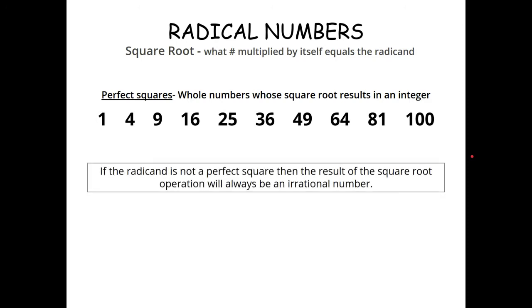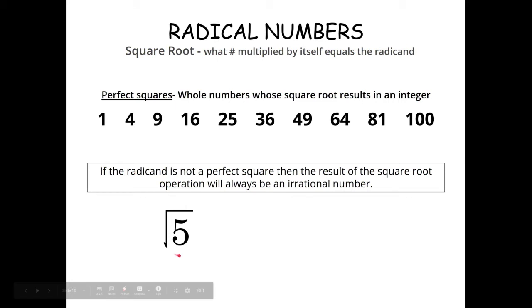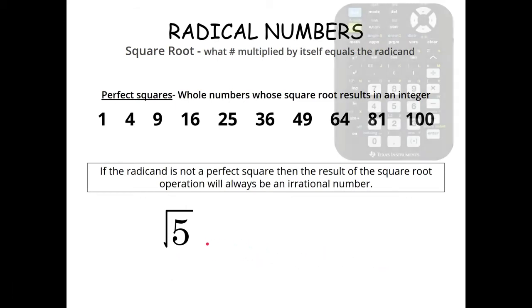If the radicand, that means the number inside of the radical symbol, is not a perfect square, that means not one of these numbers, for instance, then the result of the square root operation will always be an irrational number. Always. It will always be an irrational number no matter what. So for instance, radical 5. 5 is not a perfect square. It doesn't have an integer that multiplies by itself to equal 5. Therefore, the square root of 5 will always be irrational.